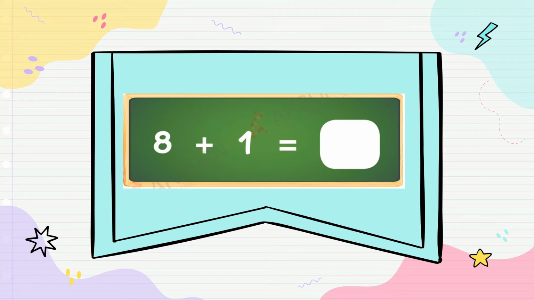So can you see what is in the picture? It is a number sentence. So we're going to create a story based on what you see. We have 8 plus 1 is equal to blank.